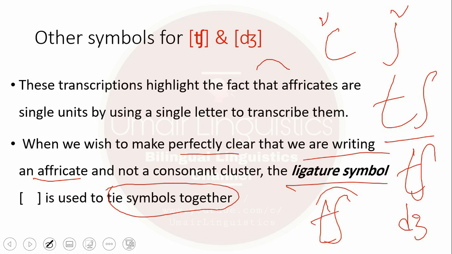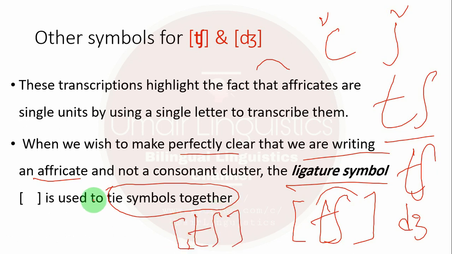So in IPA we use this ligature symbol, and when we add it to two symbols, it ties them together, and now it means that it is purely an affricate. It is an individual sound, not a consonant cluster. So in the phonetic transcription of "white shoes" we write it in this way, but when we say "why choose", we transcribe it in this way, putting the ligature on.